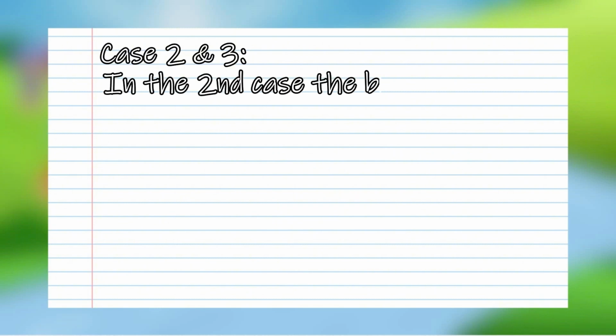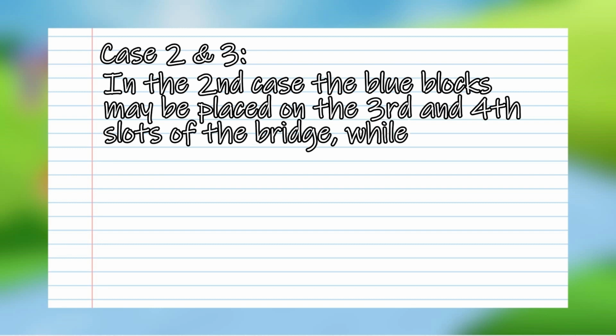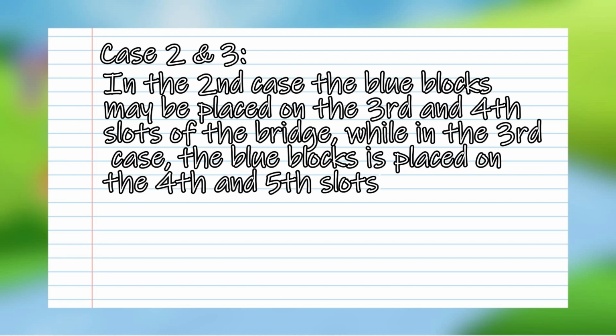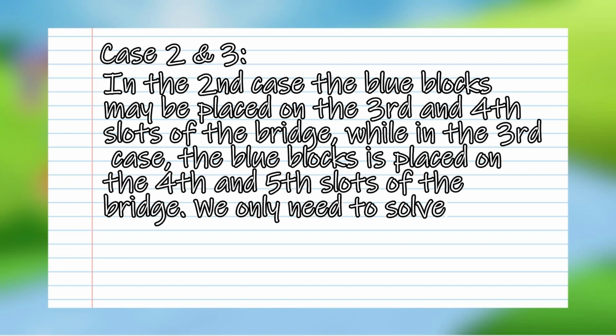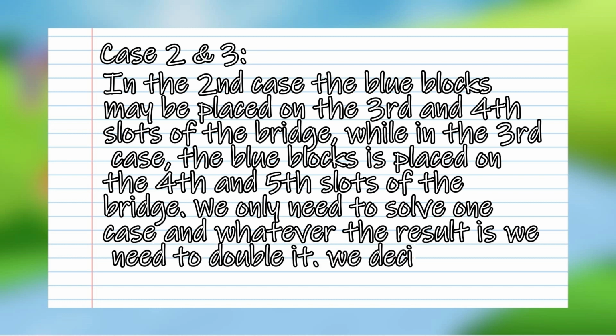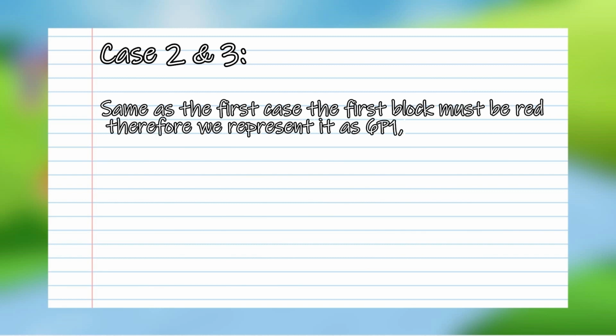In the second case, the blue blocks may be placed on the third and fourth slots, while in the third case, the blue blocks are placed on the fourth and fifth slots of the bridge. We only need to solve one case, and whatever the result is, we need to double it. And we decided to answer case 2. Same as the first case, the first block must be red. Therefore, we represent it as 6p1.